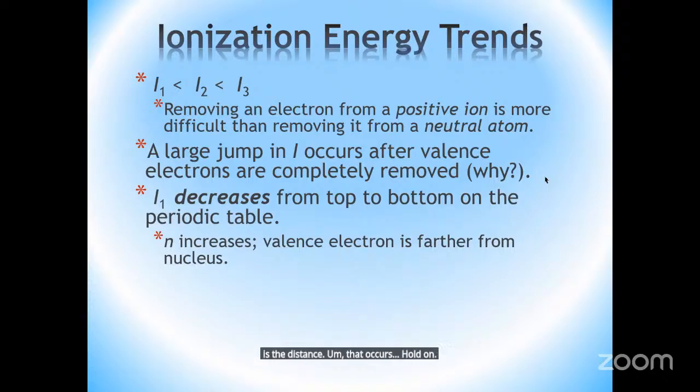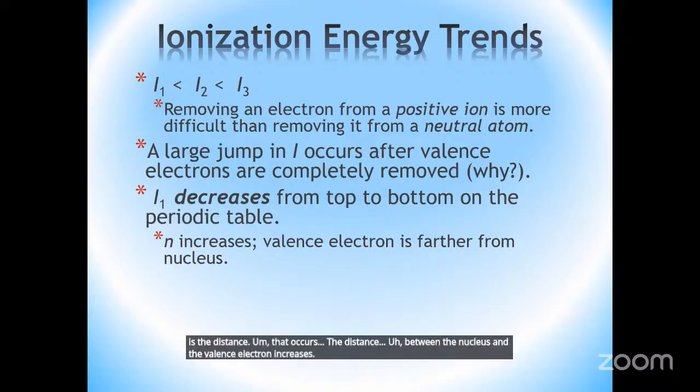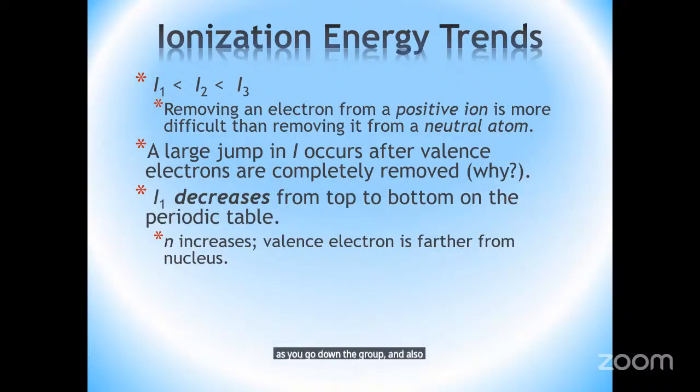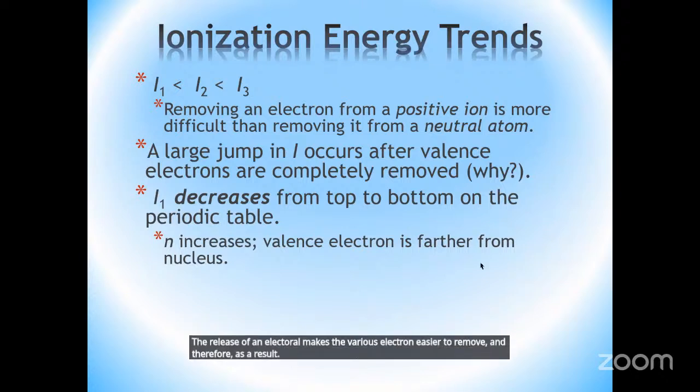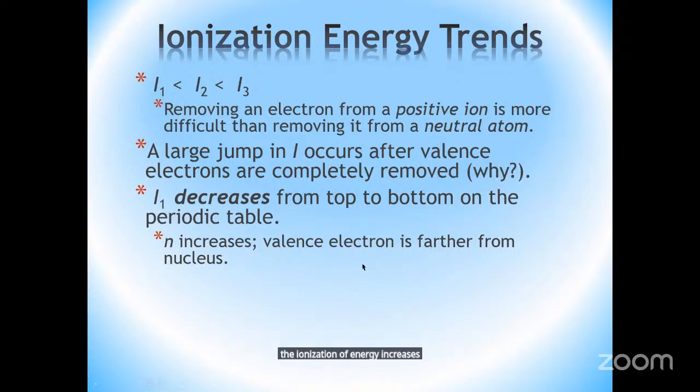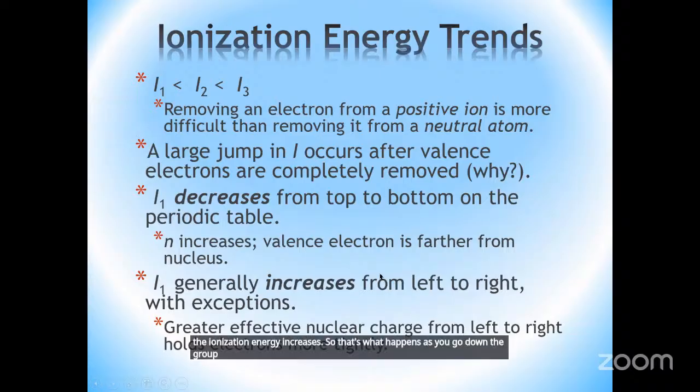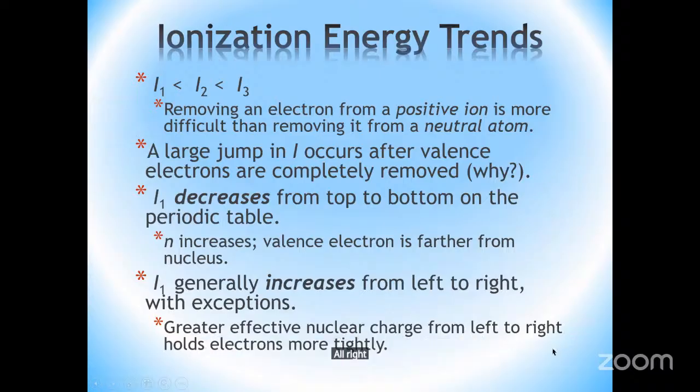The distance between the nucleus and the valence electron increases as you go down the group, and also there's increased shielding due to the inner core electrons between the nucleus and the valence electron. So those two factors reinforce the release of an electron, or make the valence electron easier to remove, and therefore, as a result, the ionization energy decreases. So that's what happens as you go down the group, or go down any group for that matter. Now, what about going from left to right of any period?